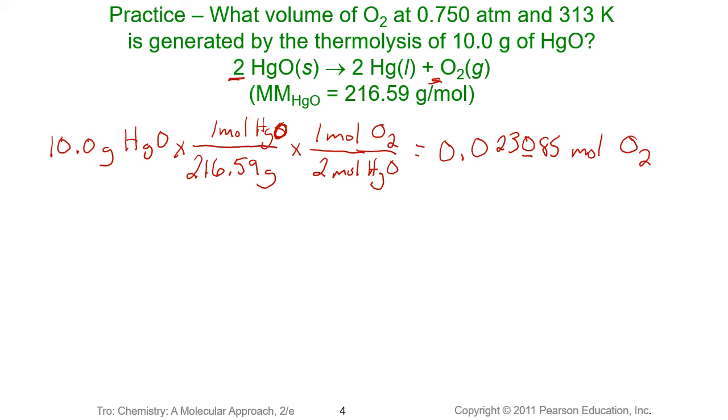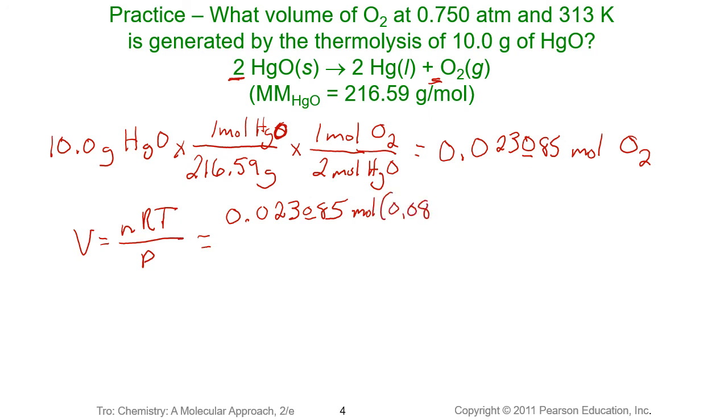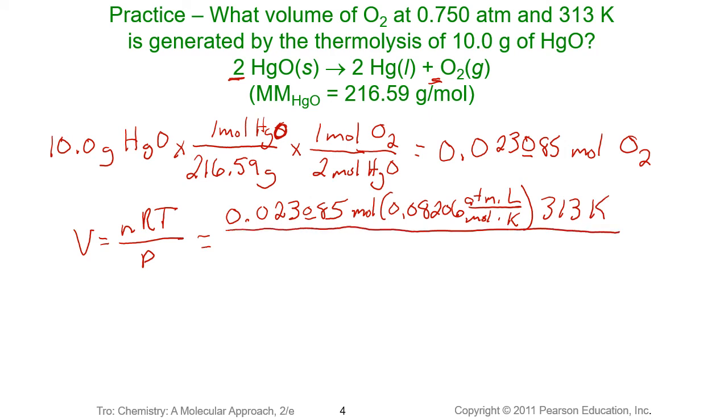Now we can use the ideal gas equation, solving for volume, in order to determine the volume. So we just solve for the number of moles times R, our ideal gas constant, times T, our temperature, all divided by the pressure. So our volume would be 0.791 liters of oxygen.